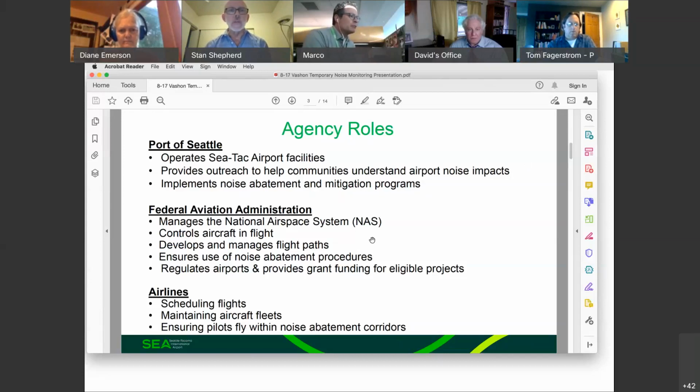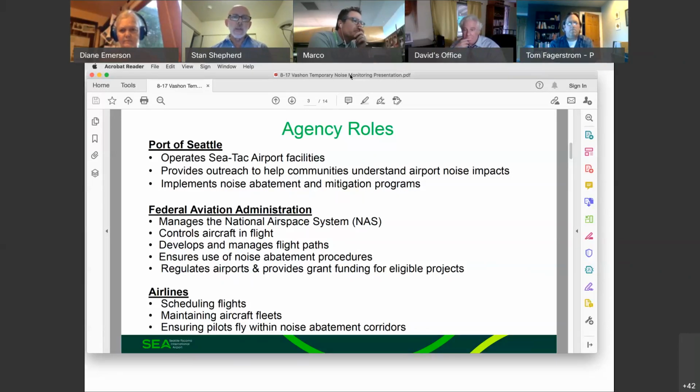Noise abatement is trying to monitor the aircraft in the sky, working with the airlines to come up with quieter aircraft if it's possible, and then coming out to the local communities around the airport to implement what we call mitigation programs, which is sound insulation and some limited acquisition programs. So those are really the role of what we do at SeaTac Airport with the Port of Seattle.